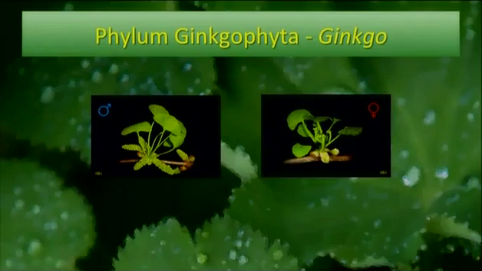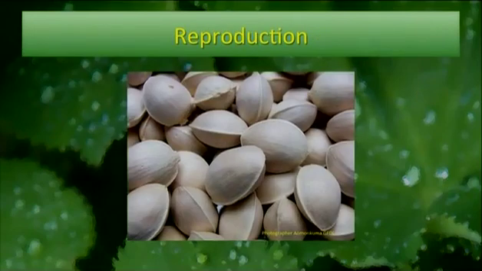Here you see a male structure from a male plant on the left, and a female structure from a female plant on the right. Those will develop into the seeds. So here are some seeds to remind you that the gymnosperms and the angiosperms are seed-bearing plants. All the other plants that we talked about before, the fern allies and the bryophytes, bear spores.